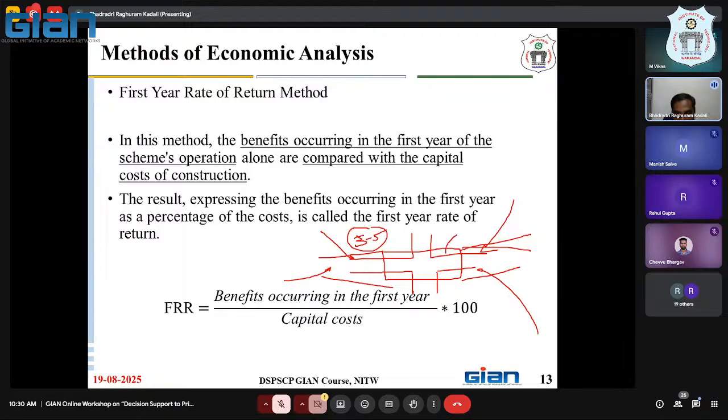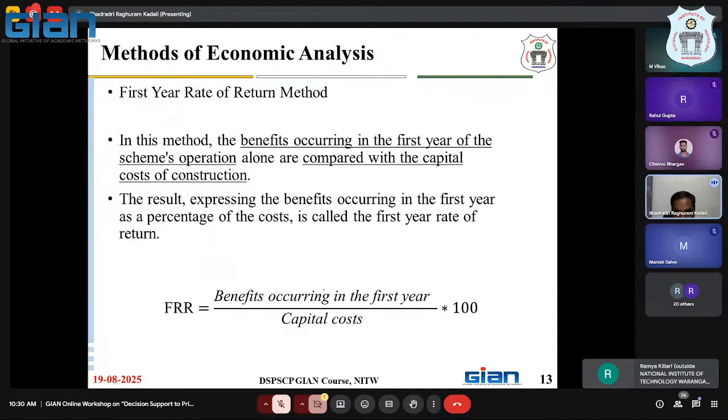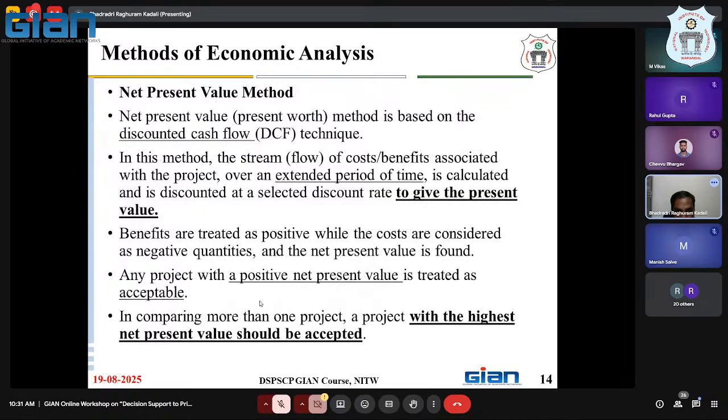Then the money you have invested to make this flyover is not worthwhile, because a flyover is not a minor project, or for a very short period of time. So that's the reason. This first year rate of return is useful in some cases, no doubt, but many times it may fail if you are unable to predict what is going to happen a few years after the construction or opening of the project. So the benefits occurring in the first year are taken and compared with the capital cost. That is your first year rate of return method.